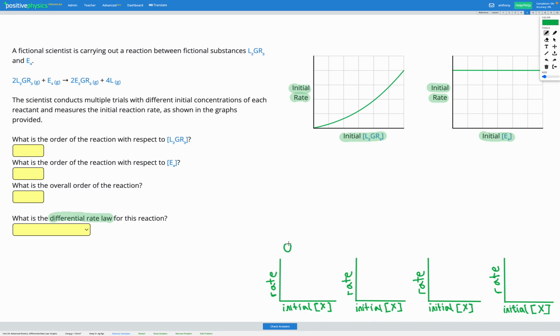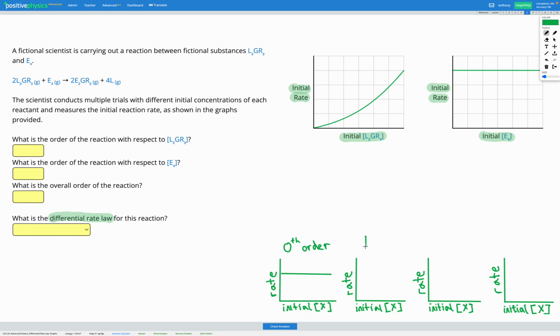So for a 0th order reaction first, we know that the initial concentration does not affect the rate. So the rate is going to be constant regardless of the initial concentration. As a result, we get a straight horizontal line on our graph showing the rate is constant regardless of what the initial concentration is.